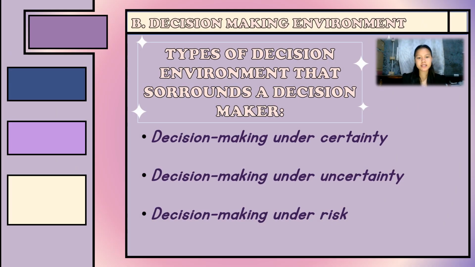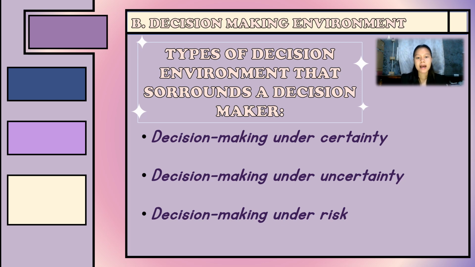So let's proceed to the decision-making environment. Decision makers heavily consider the information existing in a particular environment. The following are the types of decision environment that surround a decision maker. Number 1, decision making under certainty. Number 2, decision making under uncertainty. And number 3, decision making under risk.